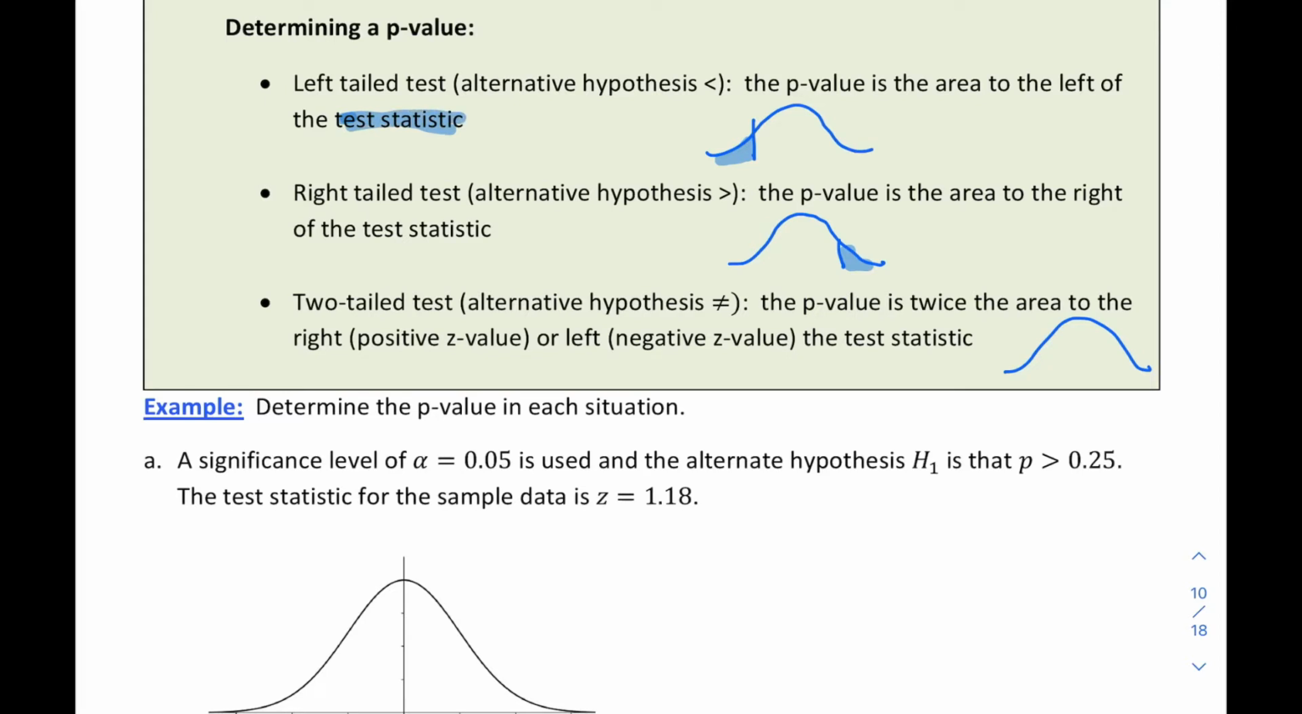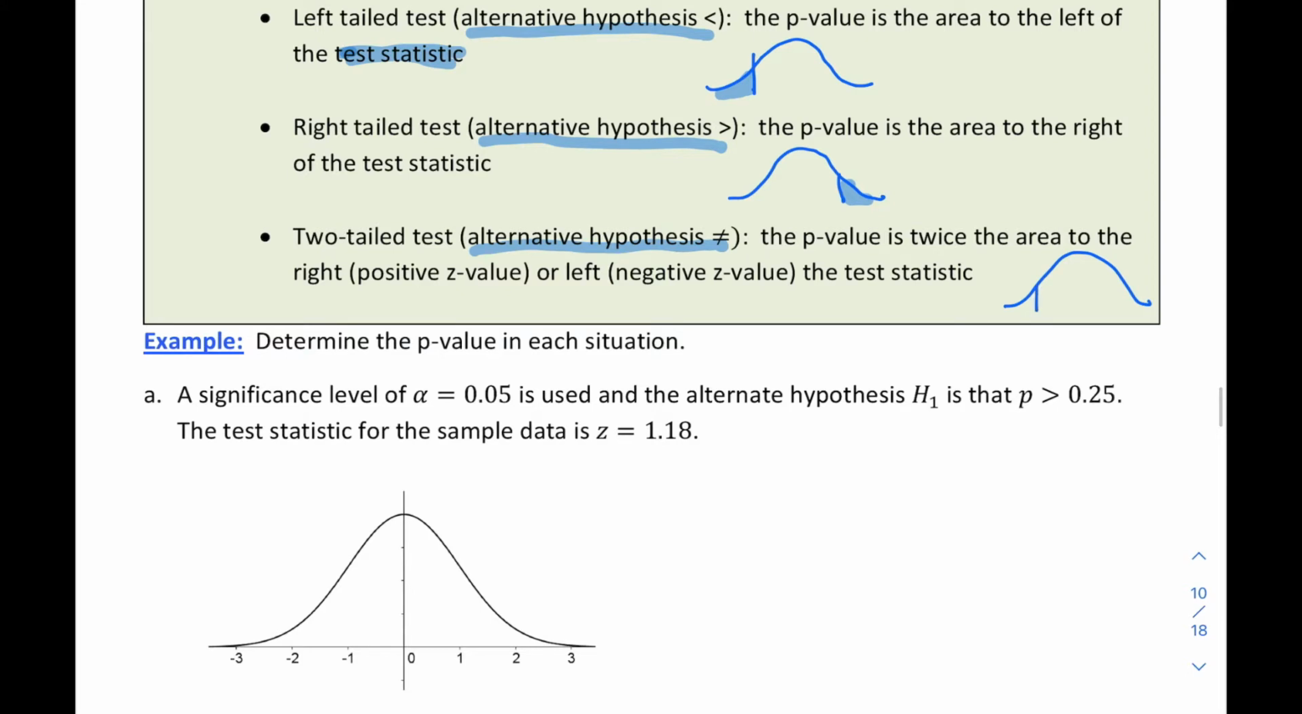So if you have the alternative hypothesis being a less than, your p-value is the area to the left of your test statistic. If you're looking at an alternative hypothesis with a greater than, then the p-value is the area to the right side of your test statistic. And if you're looking at a two-tailed test where your alternative hypothesis is not equal to, this one's a little bit weird because your test statistic is just one single value from your sample, but your p-value is actually twice the area to the right or left side of that test statistic.